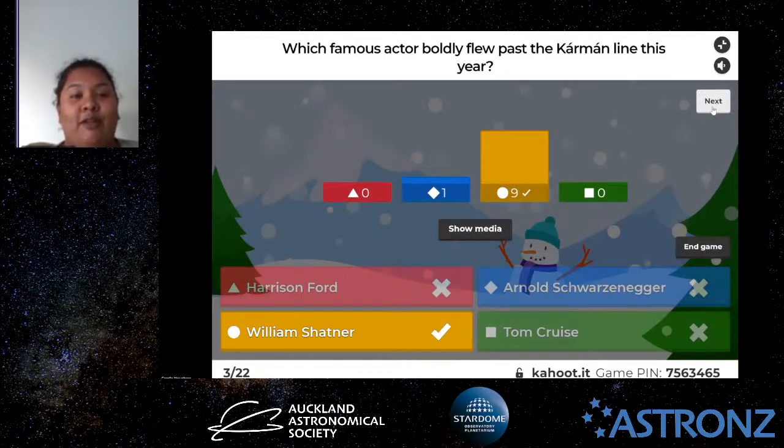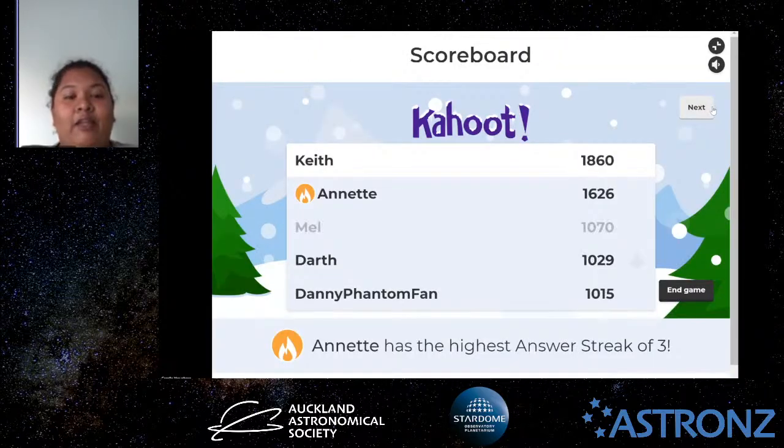It was indeed William Shatner. Good job, guys. It looks like we even got that question before the timer even ran out. So what will happen sometimes is that if everyone answers the question quicker than the 30-second timer, then it'll just kind of show us what the answers are. So let's see how we're doing.